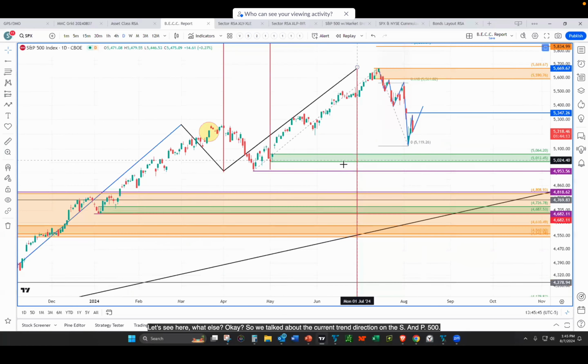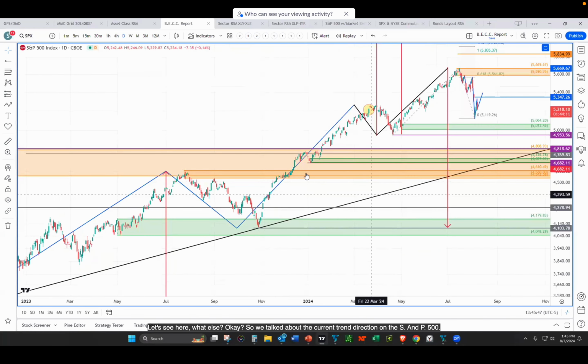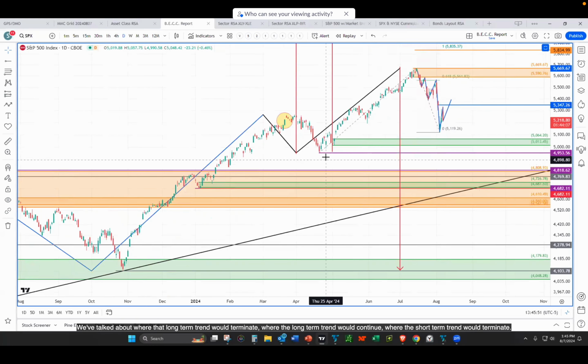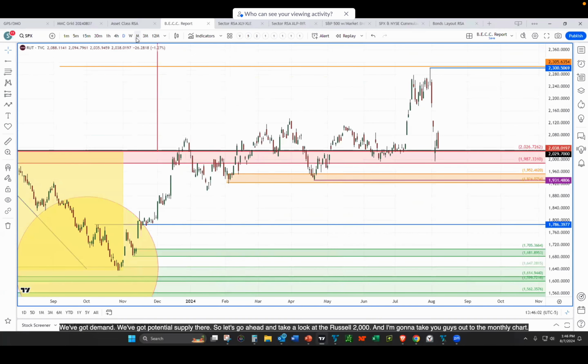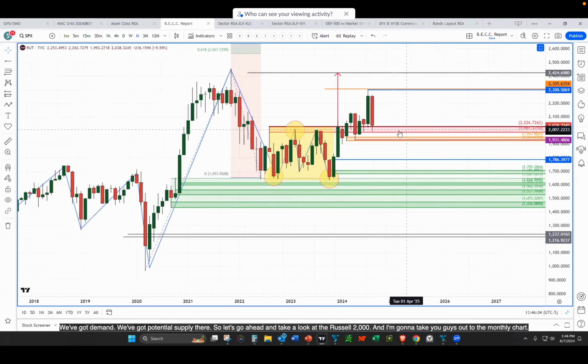Okay. Let's see here. What else? Okay. So we talked about the current trend direction on the S&P 500. We've talked about where that long-term trend would terminate, where the long-term trend would continue, where the short-term trend would terminate. We've got demand, we've got potential supply there. So let's go ahead and take a look at the Russell 2000. I'm going to take you guys out to the monthly chart.